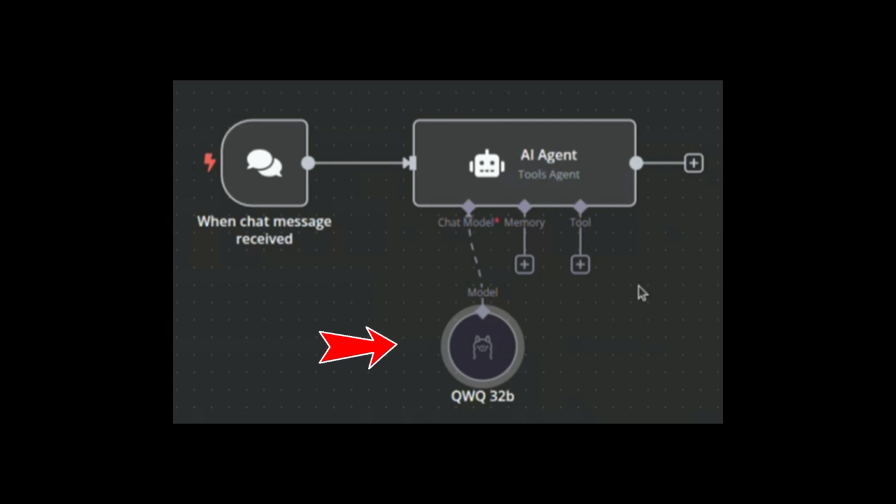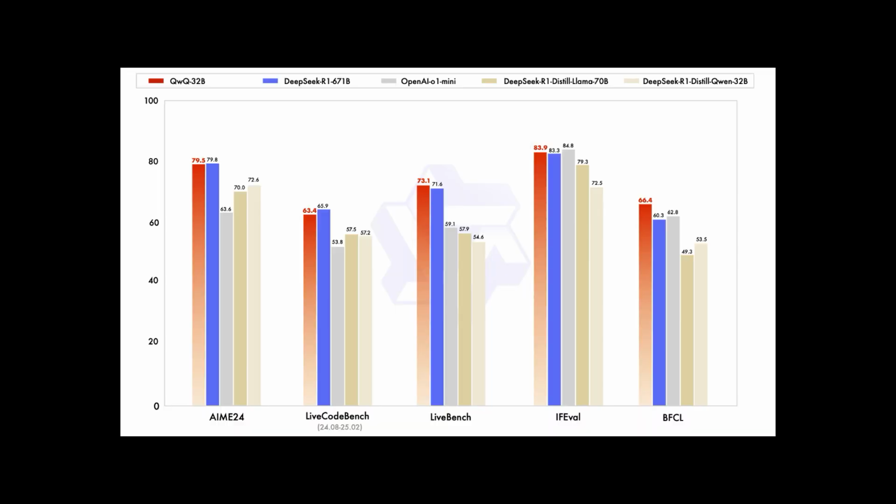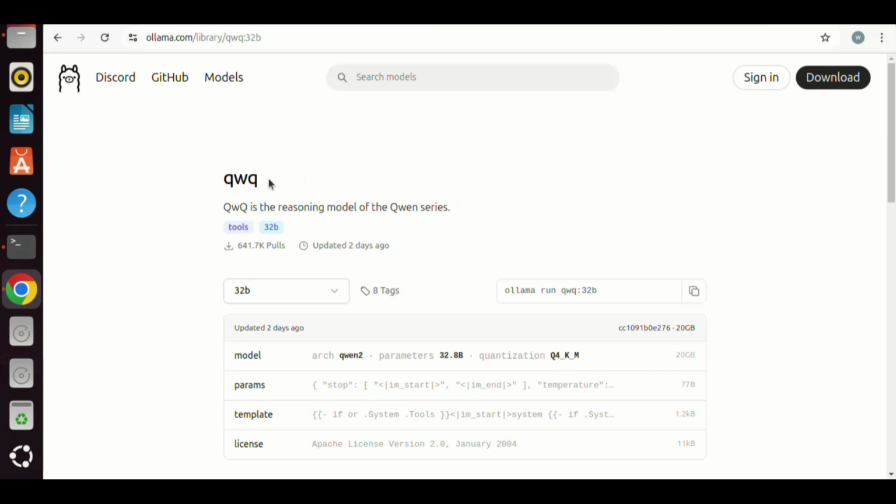In this video, we will show you how to use QWQ 32b model in n8n. QWQ 32b is a powerful model which has some features even better than DeepSeek R1. You can use it completely for free. Here is how. Let us go to Ollama website.